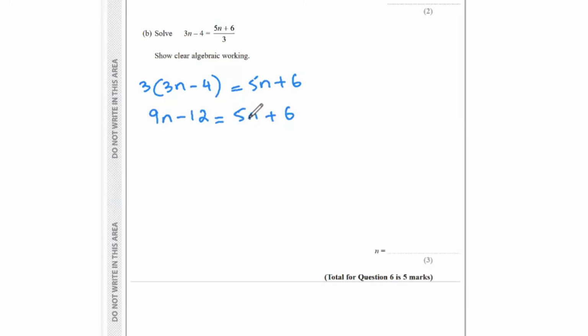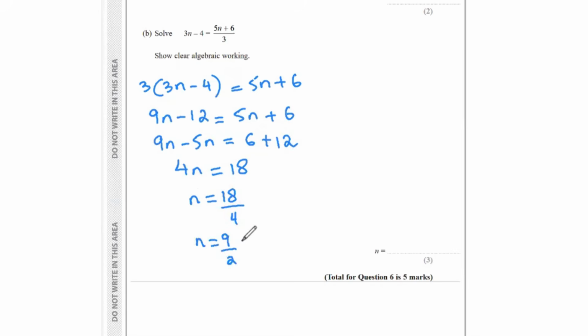Now we collect like terms on each side. So the variables on one side and the constants on the other. So 9n minus 5n equals 6 plus 12. That's 4n equals 18. N equals 18 over 4, which simplifies to 9 over 2 or 4.5. That's your answer.